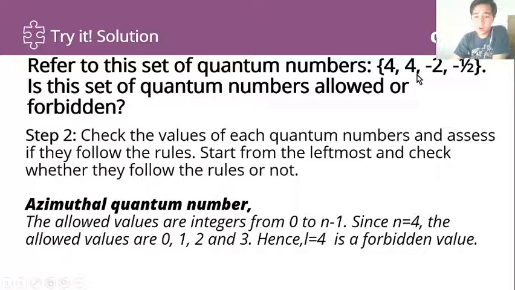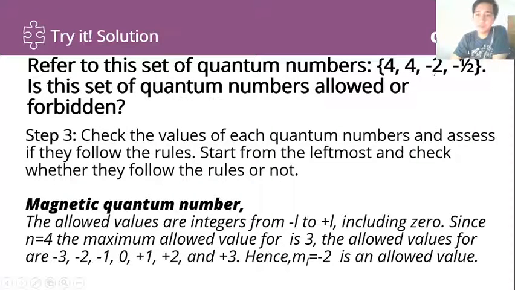So is 4 an allowed value? The answer would be no. It's a forbidden value because the allowed values for energy level 4 are only 0, 1, 2, and 3. So this is actually incorrect. This is a forbidden value.